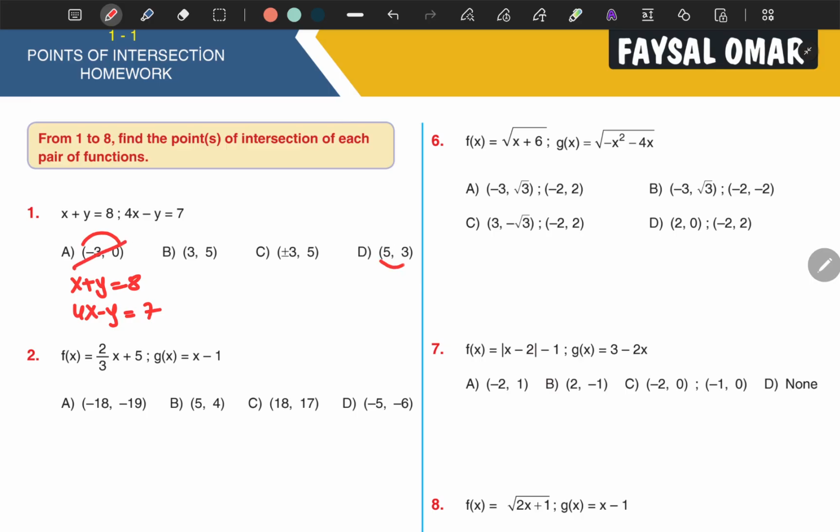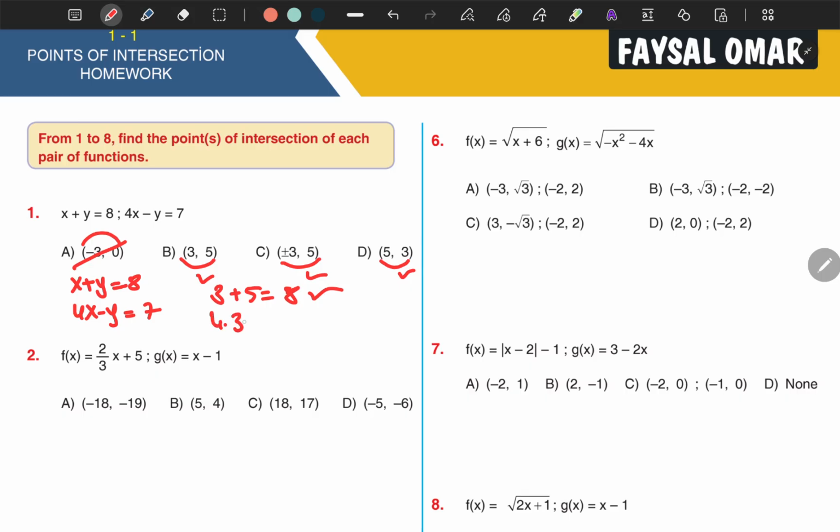5 plus 3, it is equal to 8, yes. If I add them, yes. Then what should I do? I have to replace. Let me replace, starting from B. In x, 3. In y, 5. Is it equal to 8? Yes. I have to replace for the second equation.